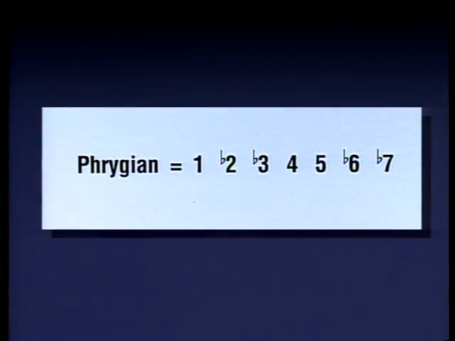Now how is C Phrygian different to C major? It's pretty obvious when you compare the two. You can see that the second degree, the third degree, the sixth and seventh are all flat. So you can take any major scale, lower the second, third, sixth, and seventh, and you should have a Phrygian scale. So this is what the formula looks like. Phrygian scale equals 1, flat 2, flat 3, 4, 5, flat 6, flat 7.